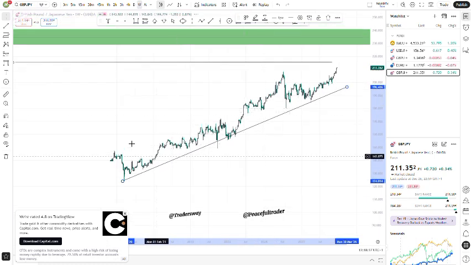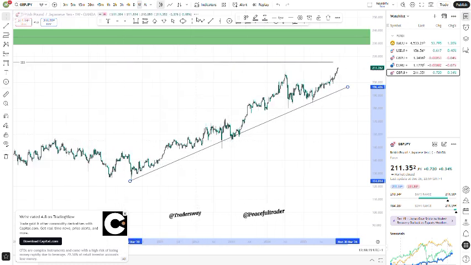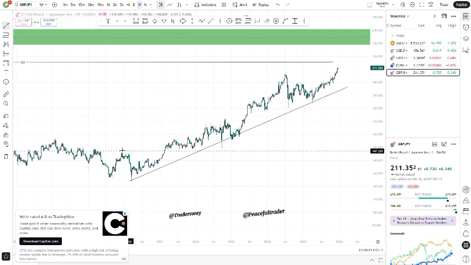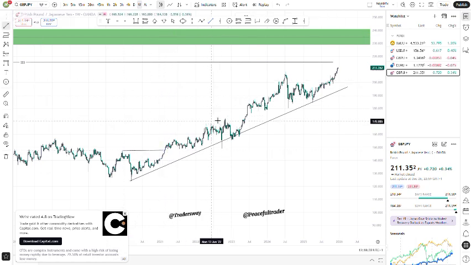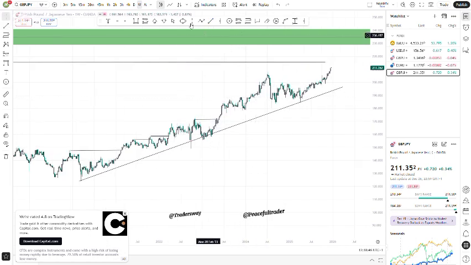On the weekly time frame, you can see the same thing. We are having a break of structure to the upside, which is here was a break of structure, here was a break of structure. Remember, our overall trend is bullish.